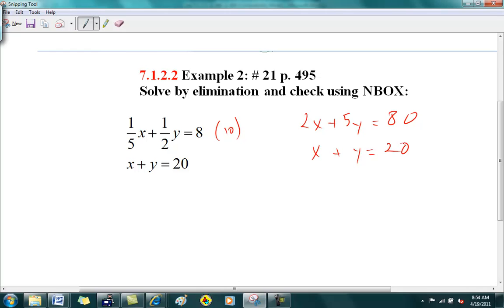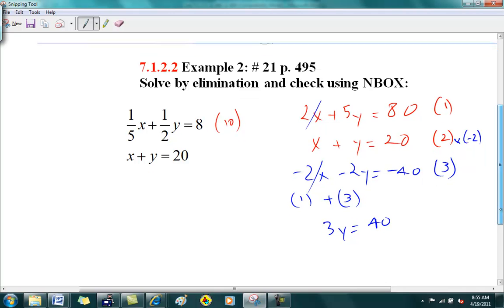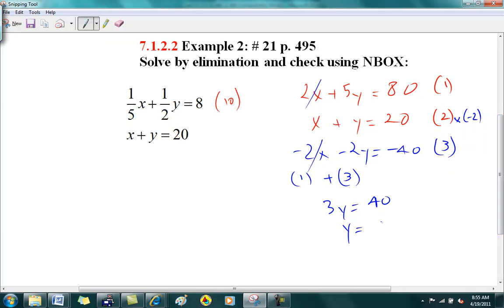So I have two equations with two variables, and I'll write them as equation 1, equation 2. What I'm going to do next is eliminate, let's say, the x variable by timesing the bottom equation by -2 and adding to the first. So if I times the bottom equation by -2, I get -2x minus 2y equals -40, and there's my equation number 3. Now I'm going to add equations 1 and 3. If I add, the 2 x's disappear. I get 3y equals 40. Oh, that's a kind of ugly number, but that's life. So y equals 40 over 3.